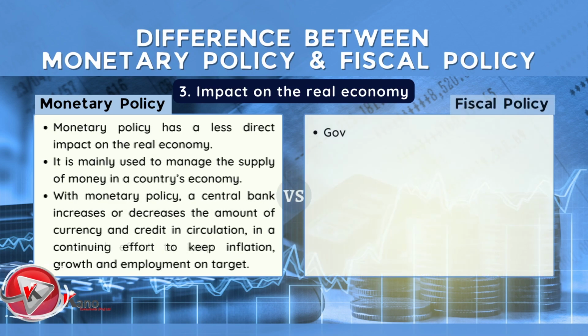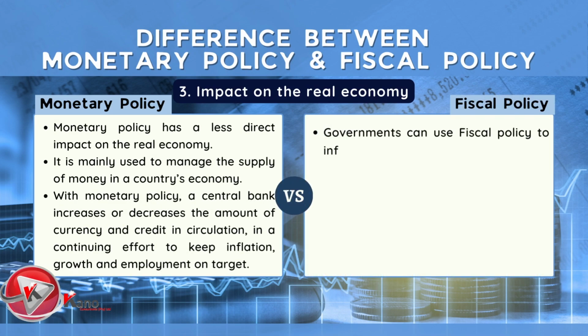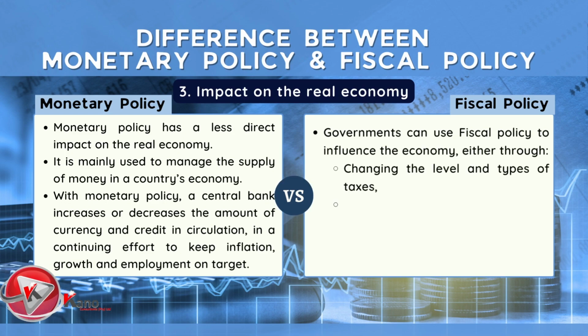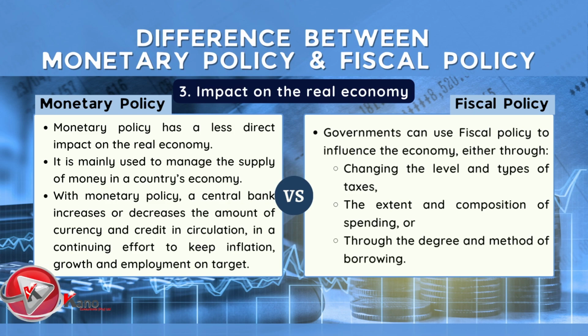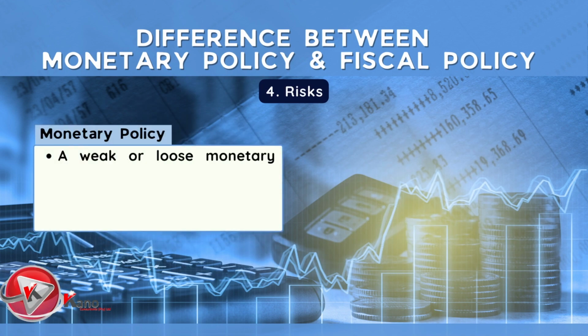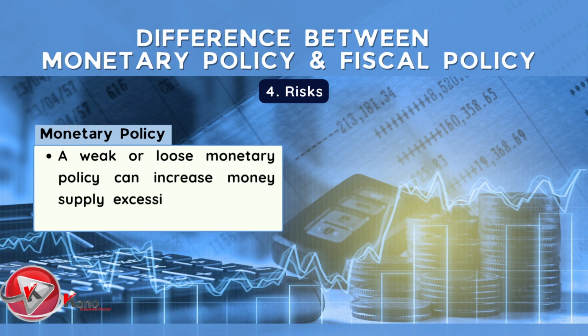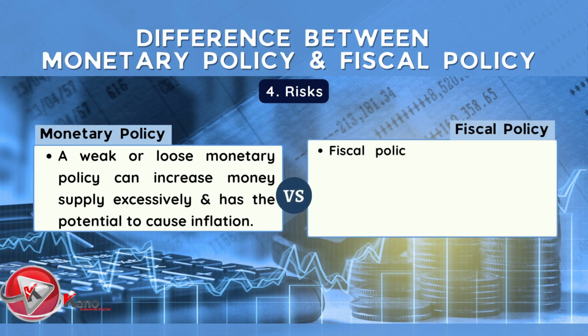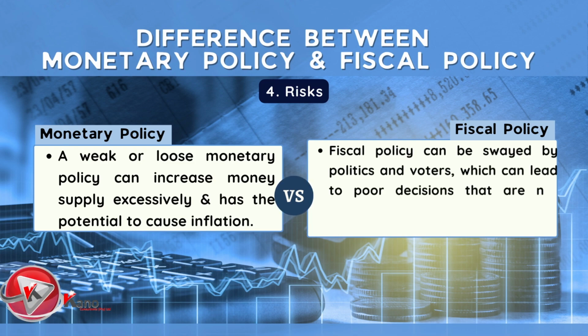Governments, on the other hand, can use fiscal policy to influence the economy, either through changing the level and types of taxes, the extent and composition of spending, or through the degree and method of borrowing. In terms of risks for each of the policies, a weak or loose monetary policy can increase money supply excessively and has the potential to cause inflation. Fiscal policy, on the other hand, can be swayed by politics and the loud voices of voters, which can lead to poor decisions that are not informed by data or even economic theory.